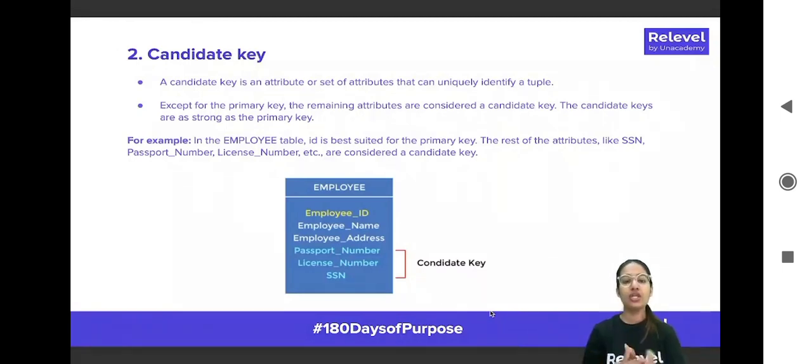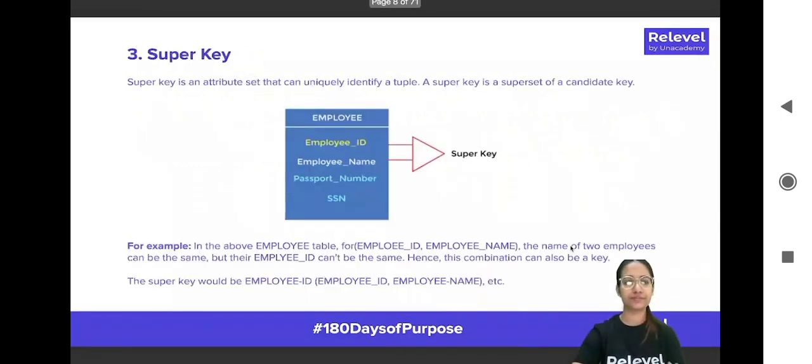Okay, that is why you see in this example also that in the employee table, ID is best suited for the primary key, and the rest of the attributes like SSN, passport number, license number, all will be considered as candidate keys. Okay, and that's pretty much the concept about candidate keys. Now let's move on to our very third key. So we've covered 2, okay? Candidate key and primary key are pretty much related to each other. So you can club these 2 and then understand the topic.